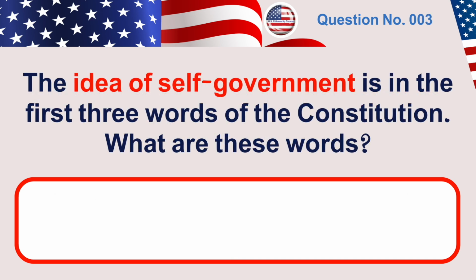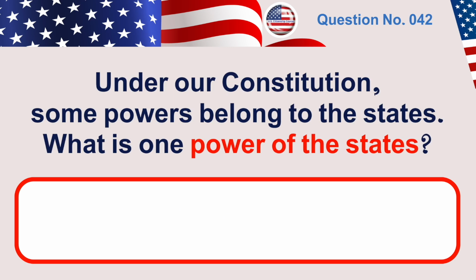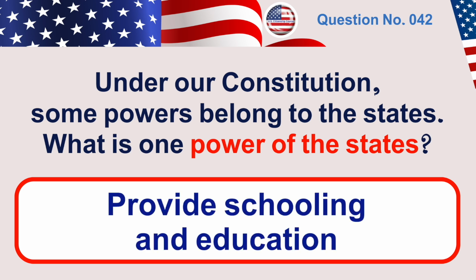The idea of self-government is in the first 3 words of the Constitution. What are these words? We the people. Under our Constitution, some powers belong to the states. What is one power of the states? Provide schooling and education.